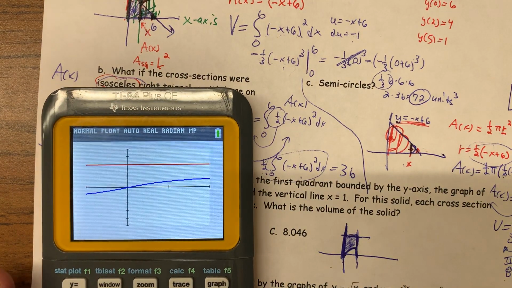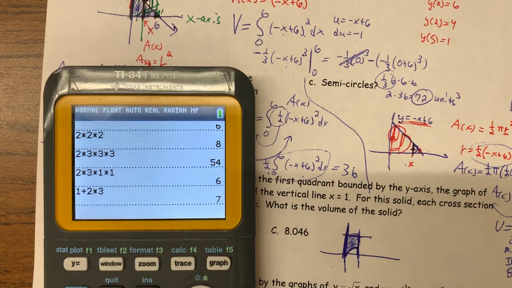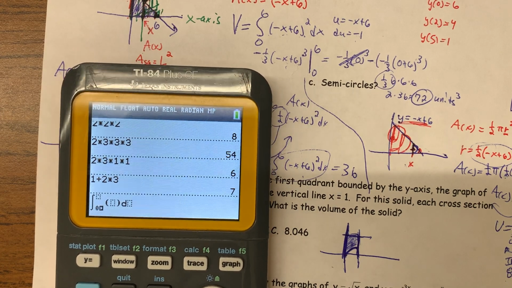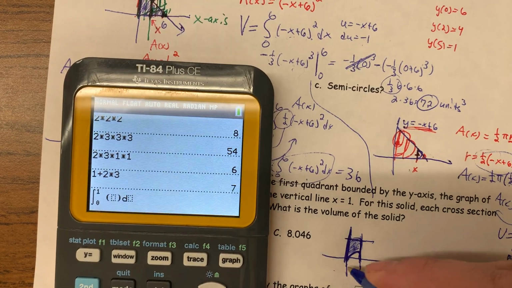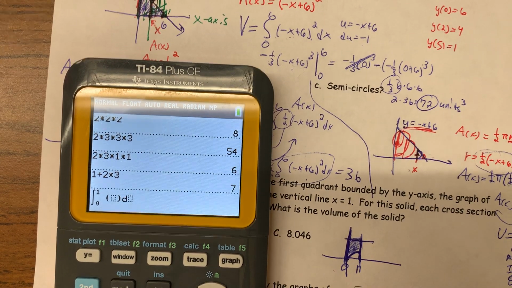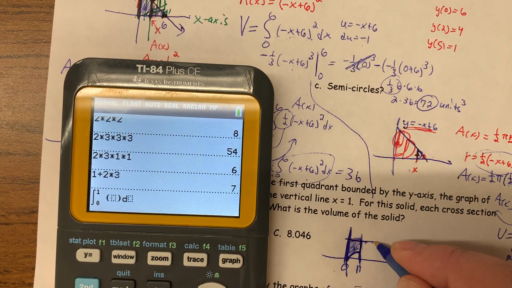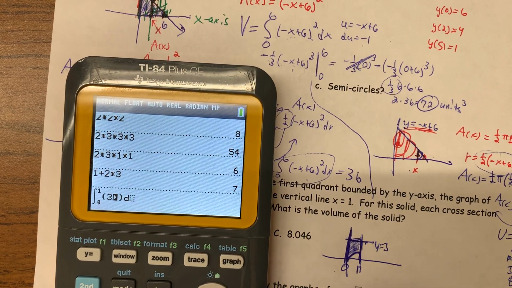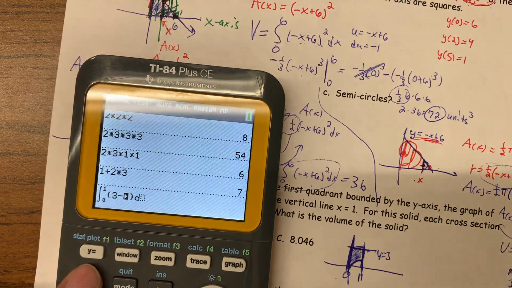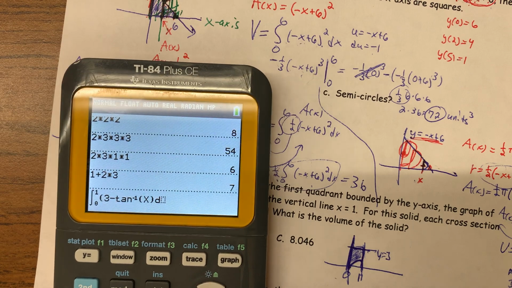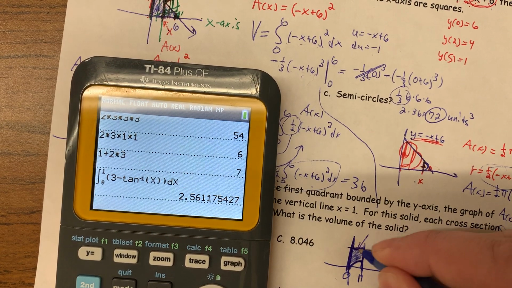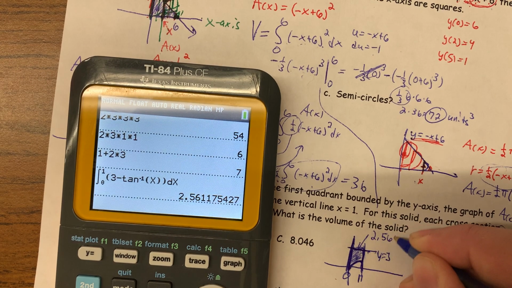And I hope we realize that that's going to be the integral. So this is from last class, the integral from 0 to 1, because x goes from 0 to 1, of the top minus the bottom. This is y equals 3. So this is 3 minus arctangent of x dx. So you get, this area is 2.561.